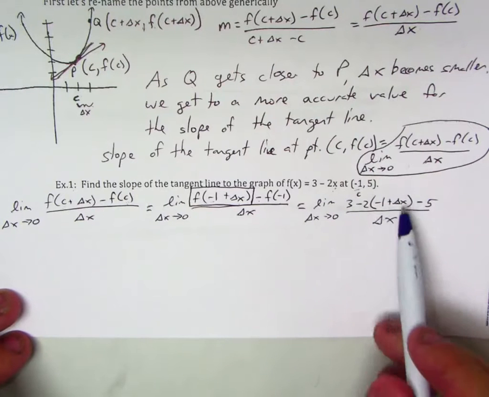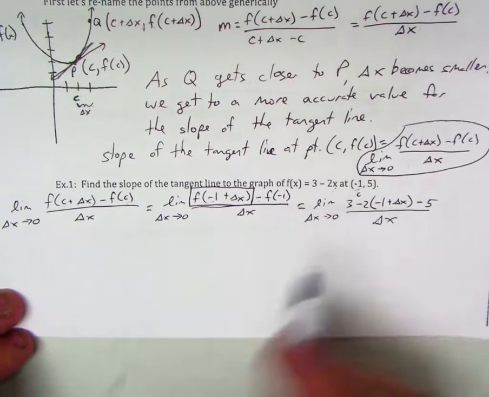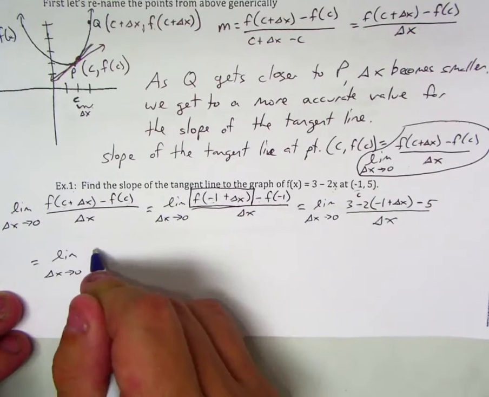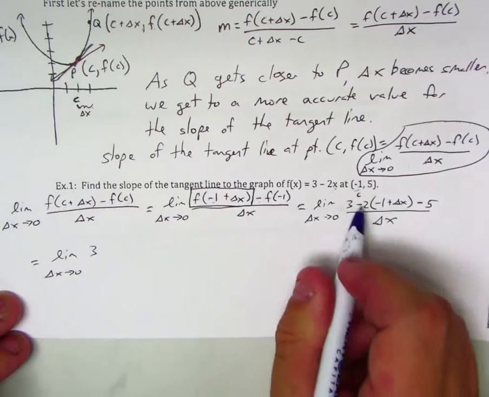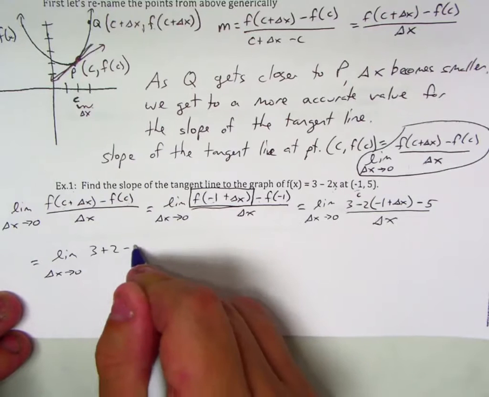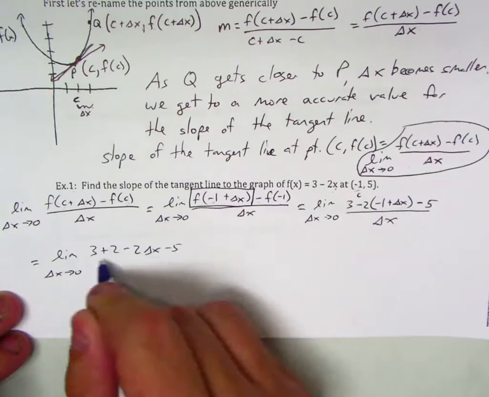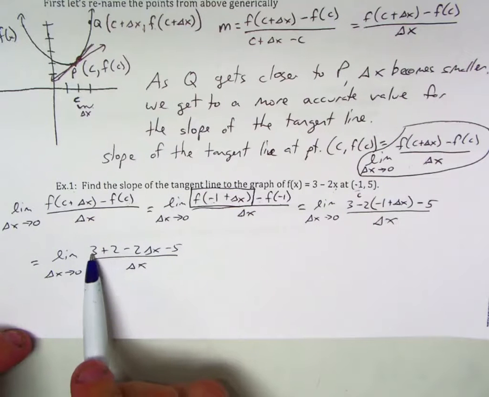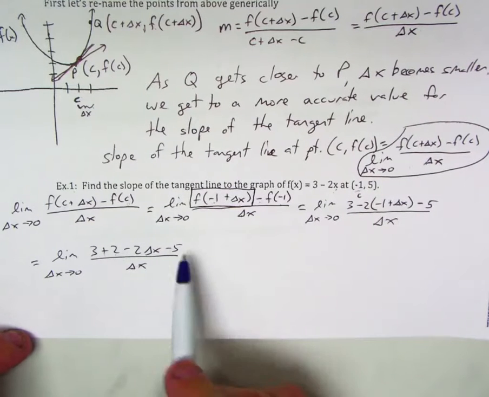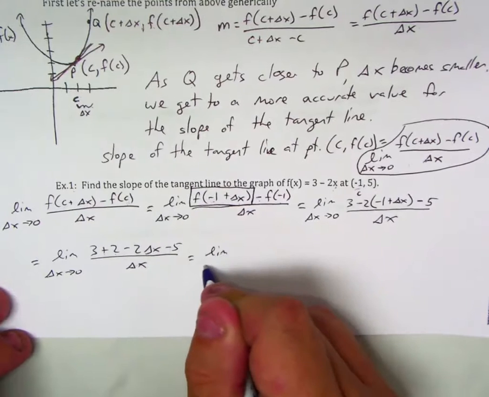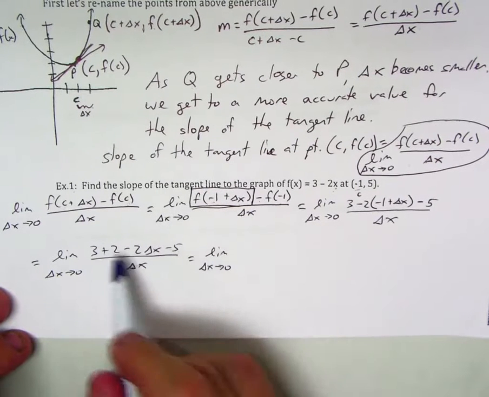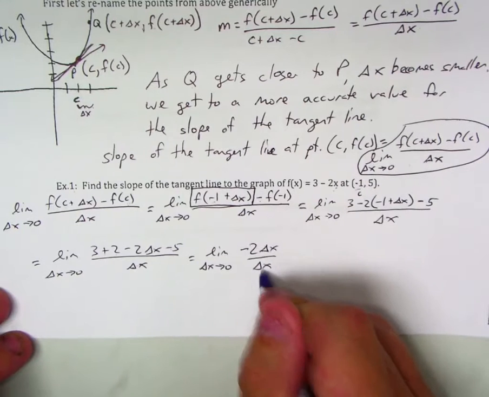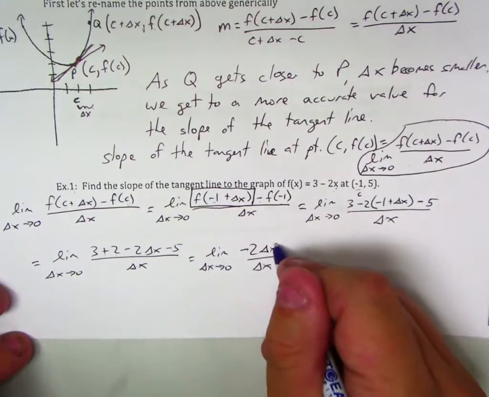We have to distribute the negative 2, and remember, ultimately, we're trying to get this delta x to disappear. So we have the limit as delta x approaches 0 of 3. We're going to distribute the negative 2. So we get positive 2 minus 2 delta x minus 5 over delta x. We can combine like terms in the numerator. 3 plus 2 is 5, and minus this 5, that cancels. So the limit as delta x approaches 0, 5 minus 5, it goes away. So you have negative 2 delta x over delta x. And now we're getting somewhere because the delta x's cancel.